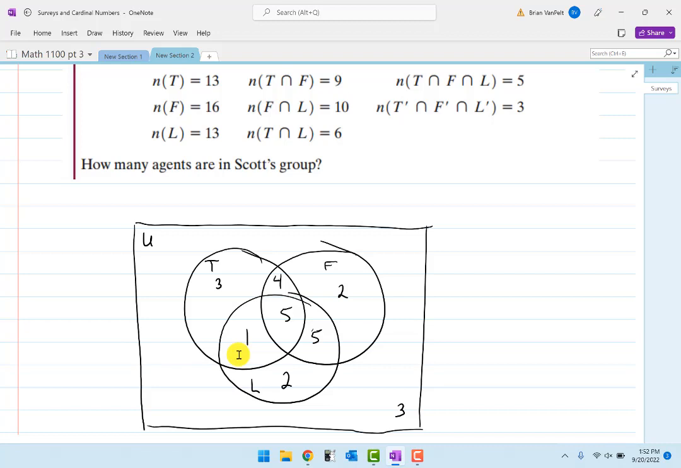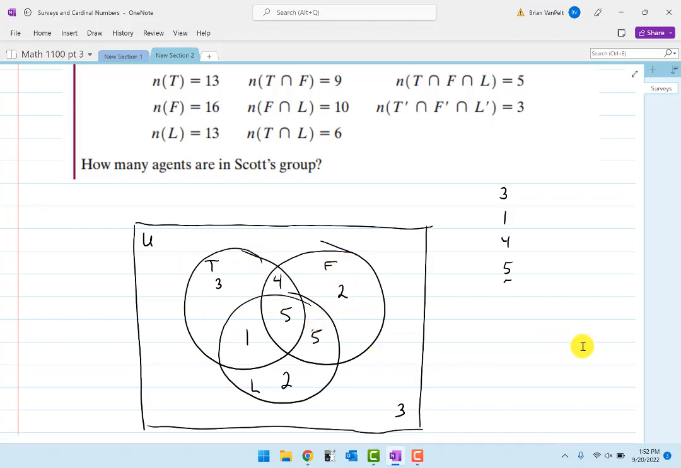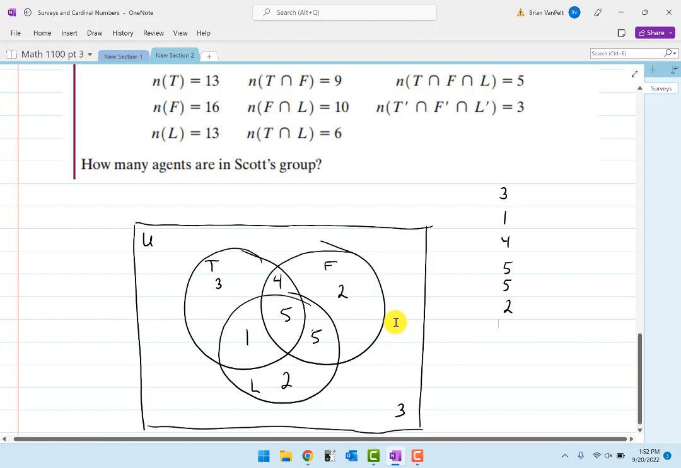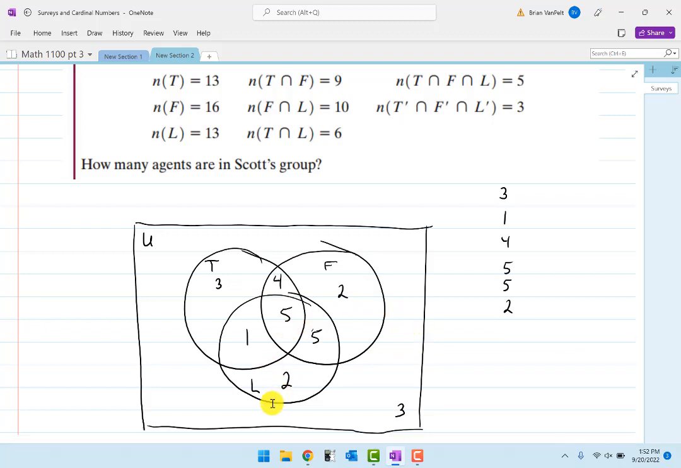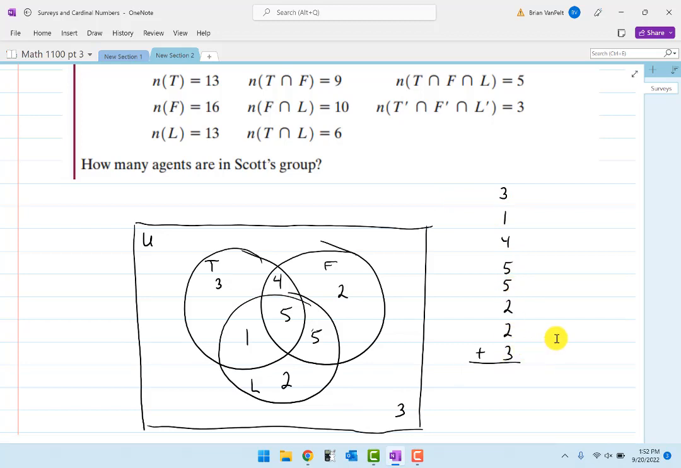Well, the question asks then, how many people are in this group altogether? So this is where you add up every number that you see. So I have 3 plus 1 plus 4 plus 5. That's the T circle. So I've dealt with all these. Then I'm going to add 5 and 2. And then I'm going to add this 2. And then don't forget the 3 outside. That adds up to 8, 18, 20, 25. And that's the answer to the question.